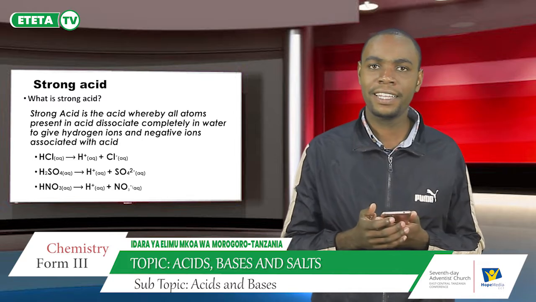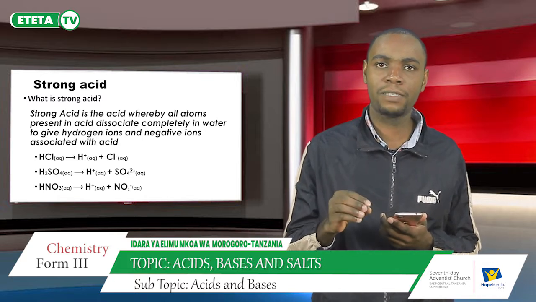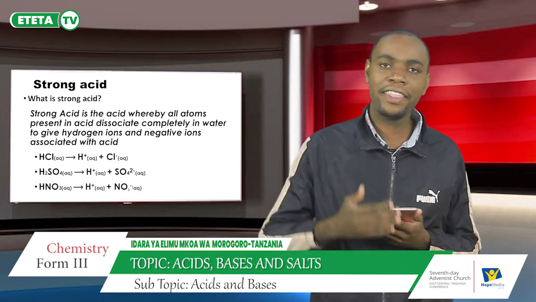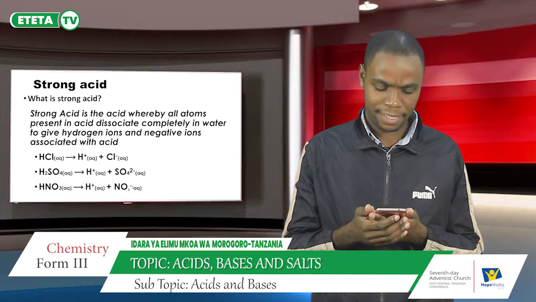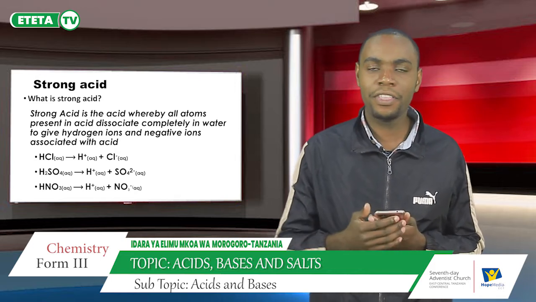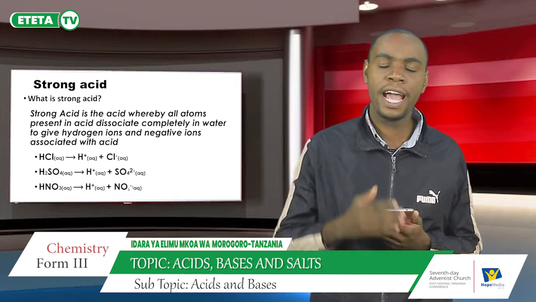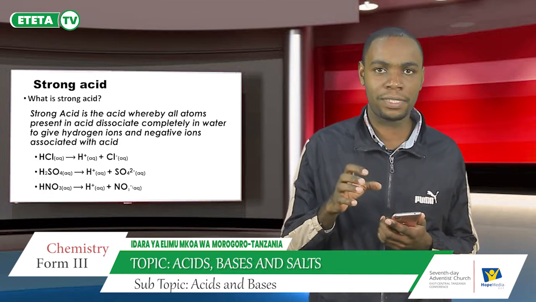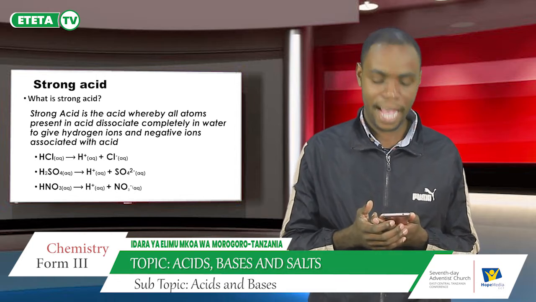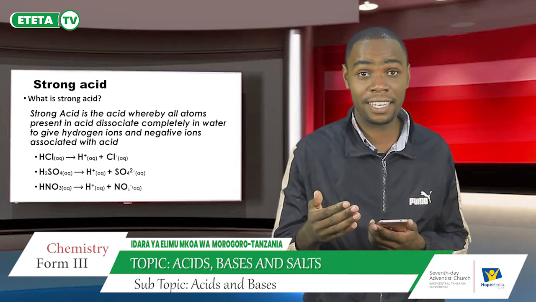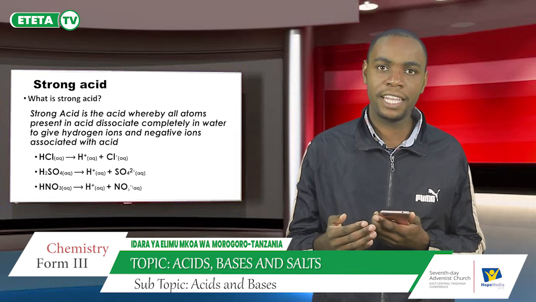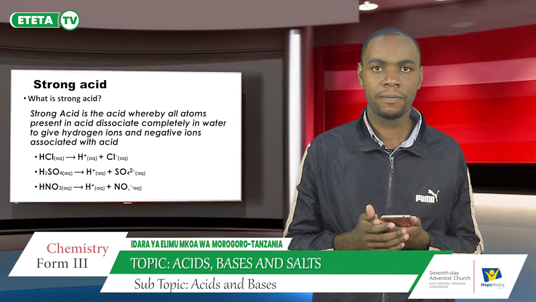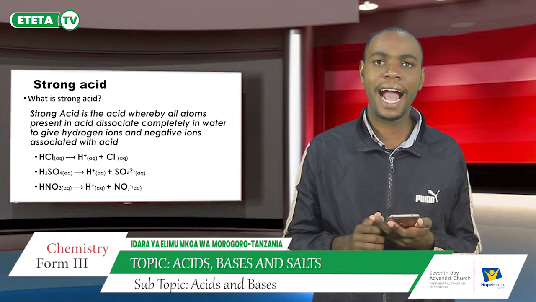For example, for strong acid, we have hydrochloric acid. When hydrochloric acid is dissolved in water, it produces hydrogen ion and chloride ion. Another example of strong acid is sulfuric acid. When sulfuric acid is dissolved in water, it produces hydrogen ion and sulfate ion. I mean, all molecules dissociate into ions. Another example is nitric acid. When dissolved in water, nitric acid dissociates into hydrogen ion and nitrate ion. So these are examples of strong acid.